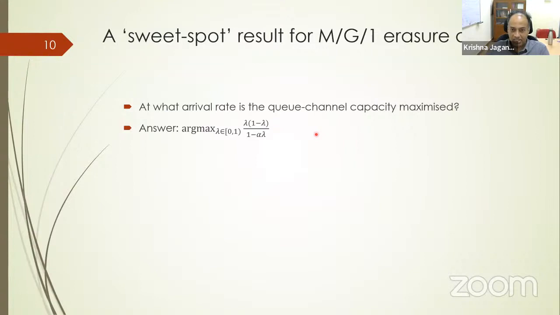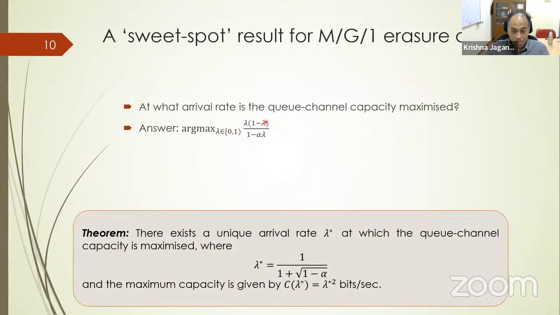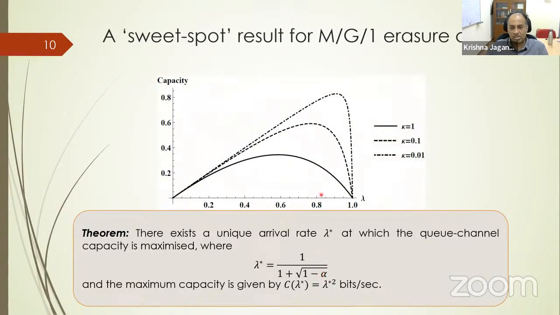What arrival rate is the Q channel capacity maximized? You have to argmax this, which happens to be a nice concave function. So you can calculate there exists a unique arrival rate lambda star at which the Q channel capacity is maximized, where this optimal arrival rate is 1 over 1 plus root of 1 minus alpha. Remember, this alpha is 1 minus fs tilde of kappa over kappa, where fs tilde is the Laplace transform. So this alpha is a function of kappa. Okay, so that goes back to this.